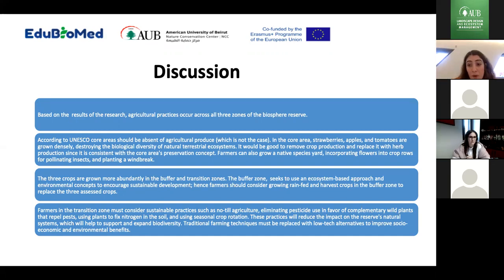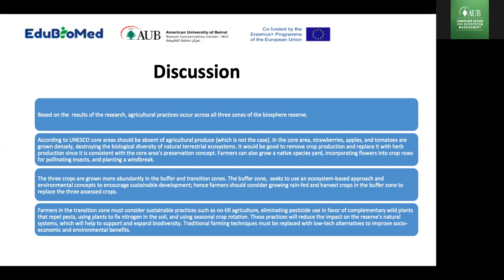As for the two other zones, the buffer and the transition area, we know that the buffer zone is meant for ecosystem sustainable development. And therefore farmers should consider growing rain-fed and harvest crops in this zone to replace the other three crops that I mentioned. And in the transition zone, farmers might consider sustainable practices such as no-till agriculture, eliminating pesticide use in favor of complementary wild plants that repel pests, and using seasonal crop rotation. These practices might help reduce the impact on the reserve's natural systems, which will help to support and expand biodiversity. We also have traditional farming techniques that must be replaced with low-tech alternatives to improve the socioeconomic and environmental benefits.